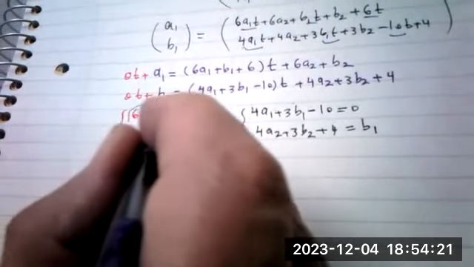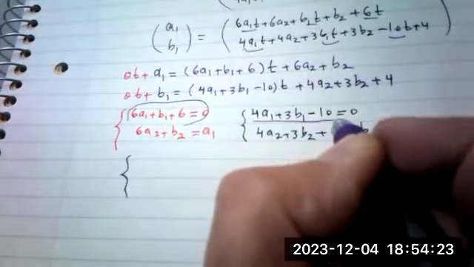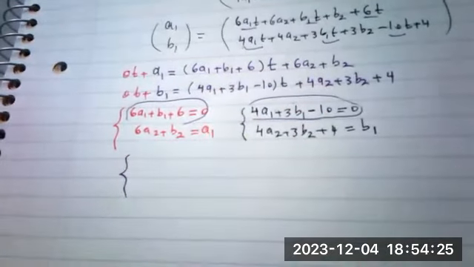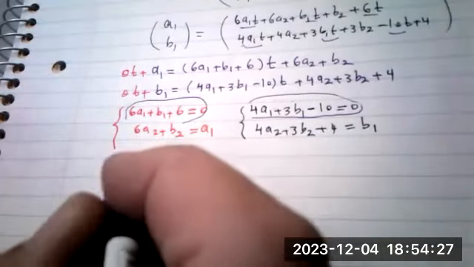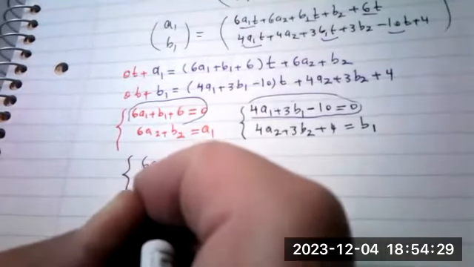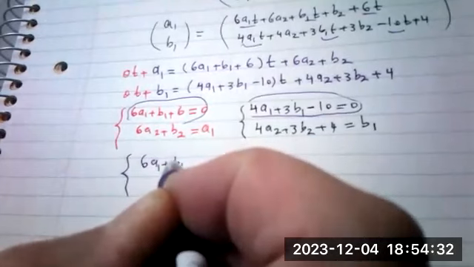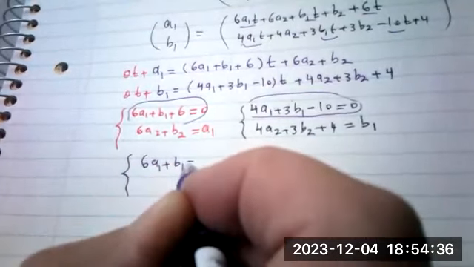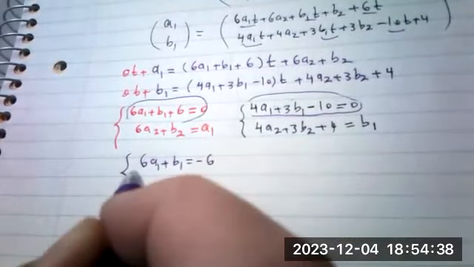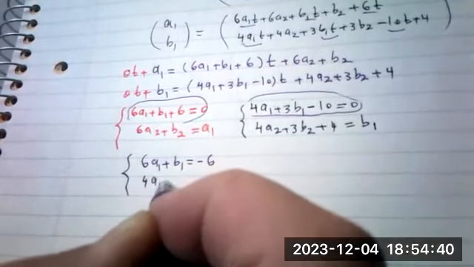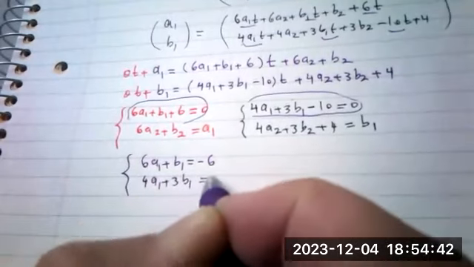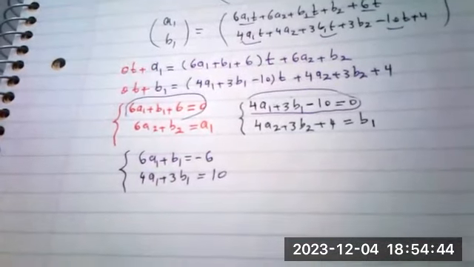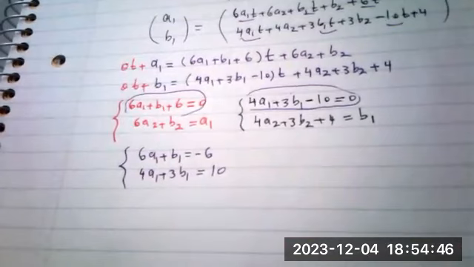These two together, because the unknowns are just simply A1 and B1. So this is going to be 6A1 plus B1, if you like, equal to -6. And the other one is 4A1 plus 3B1 equal to 10. I solve this one first. That gives me A1 and B1, and then come back and take the other two.